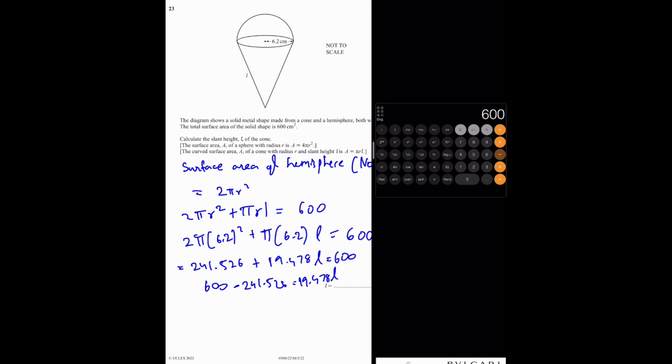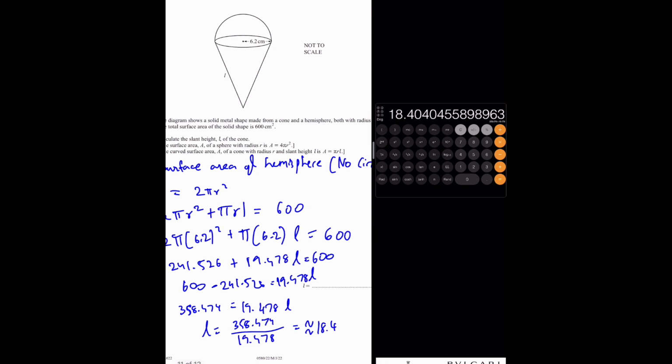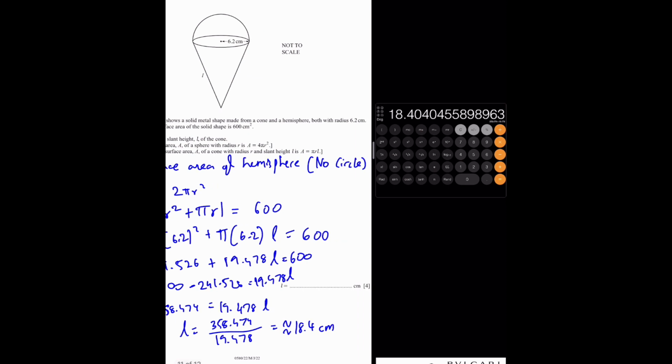Now we can do 600 minus 241.526. This becomes 358.474 is equal to 19.478 L. That means L is equal to this value, 358.474 by 19.478. When we do that, we get approximately 18.4 in centimeters. That's the answer.